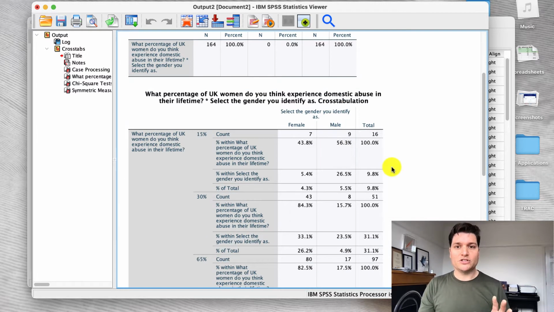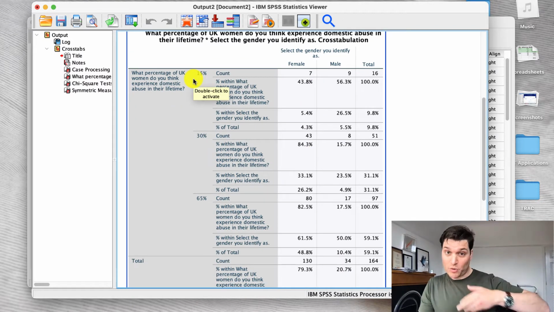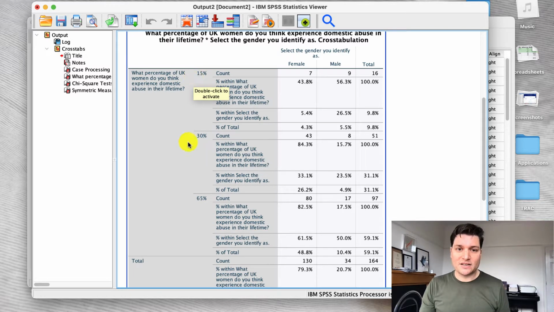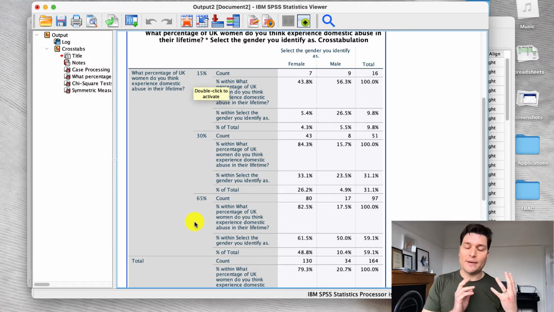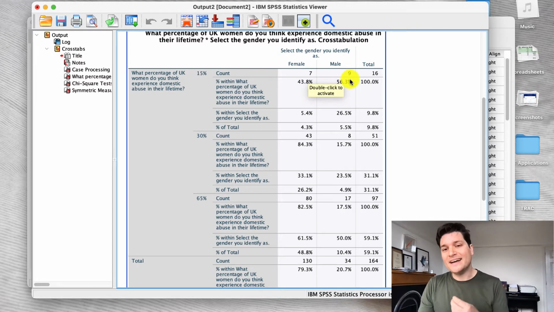So the first thing you want to do is check the assumption of sample size. So you want to have at least 5 people in each cell. What is a cell? A cell is where a row and a column meet. So we have 15%, 30%, or 65% as the available estimates of how much women experience domestic abuse in the UK. So we see here that seven women will say that it's 15%, but 9 men will say that it is 15%. 43 women will say that it's 30%, and 8 men are saying that it is 30%. And then you've got different things.